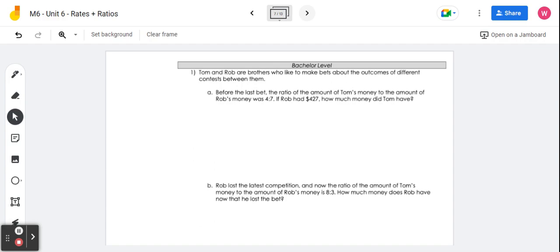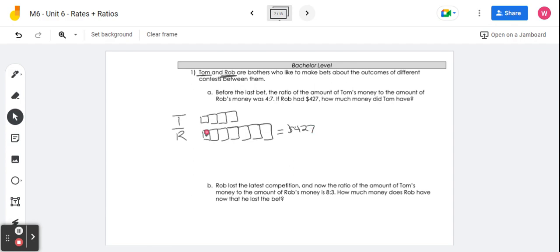We see that Tom and Rob are brothers who like to make bets about the outcomes of different contests between them. Before the last bet, the ratio of the amount of Tom's money, so here are 2 quantities, annotating Tom and Rob. So Tom and Rob. We see the amount of Tom's money to the amount of Rob's money was 4 to 7. So Tom, 1, 2, 3, 4. Rob, 1, 2, 3, 4, 5, 6, 7. If Rob has $427, how much money did Tom have?